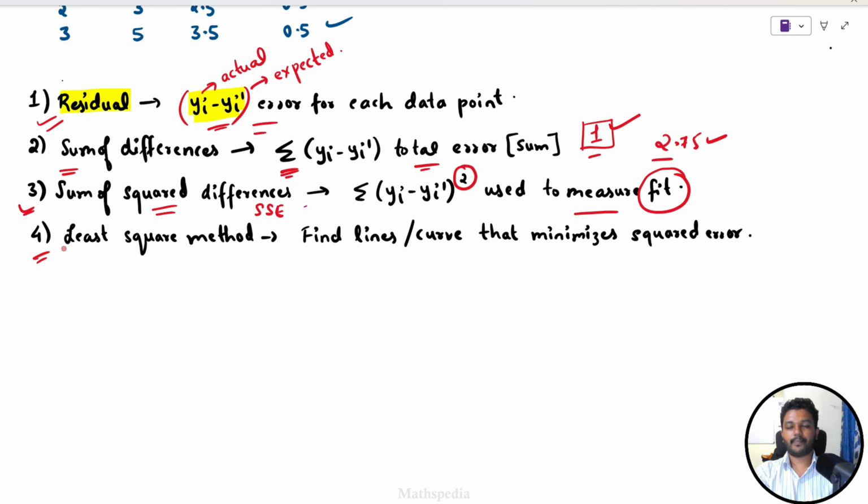Now the fourth step, we are going to deal with in the upcoming videos, as we are going to solve many problems regarding this, which is the least square method. As the name suggests, we are going to find the line or the curve that minimizes the squared error, which is indicated by this third step. The word least denotes that we are going to reduce something, which is the squared error. So that method we'll be seeing in the upcoming videos step by step.